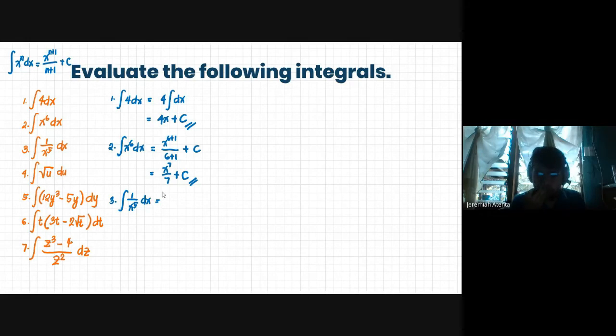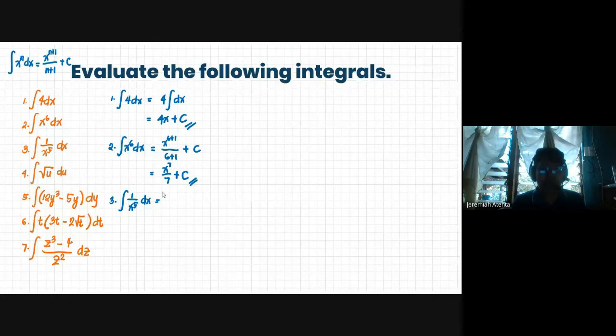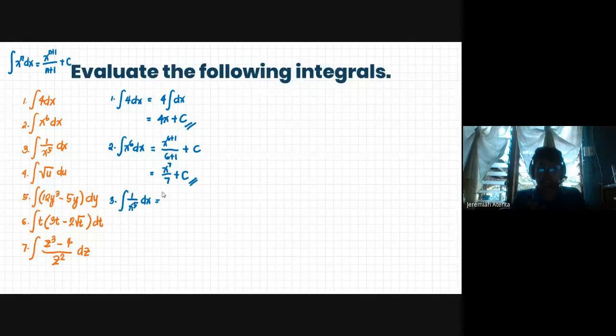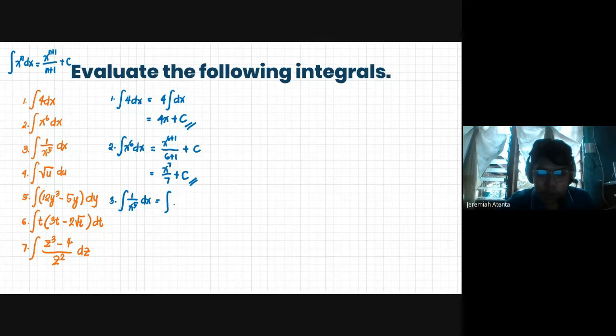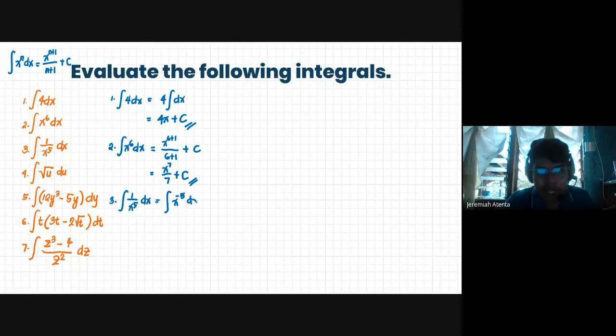I-negative ang 5, sir. Like, isang kasi. Okay, so therefore, we will transform this one into a negative exponent. Right? If magiging negative exponent siya, then pupunta sa taas si x to the power of 5. Then you have negative na exponent na. So you have x to the power of negative 5 according to the laws of exponents. Right? So therefore, this will become the integral of x to the power of negative 5 dx.